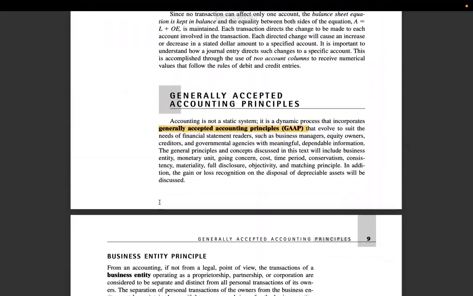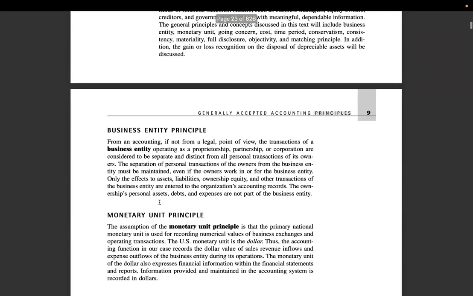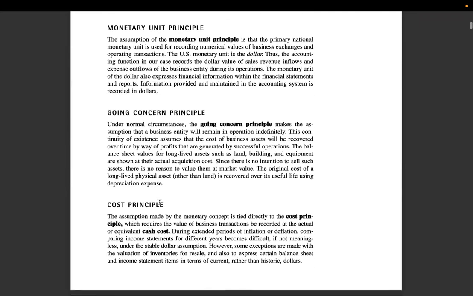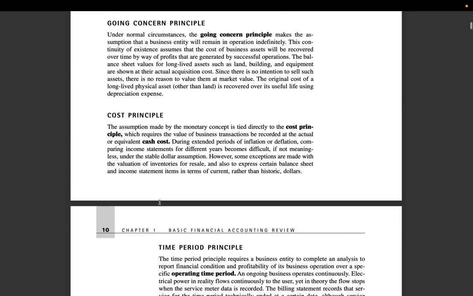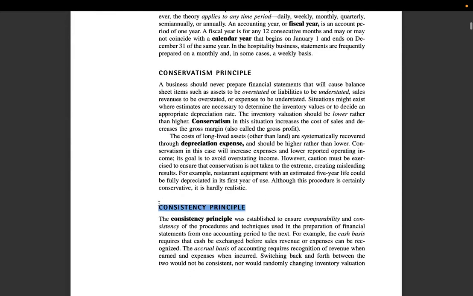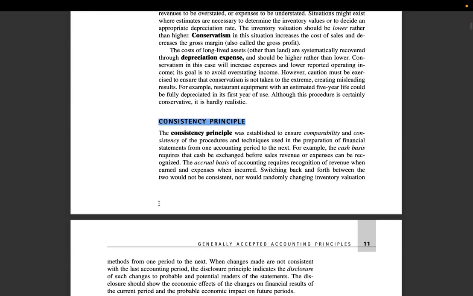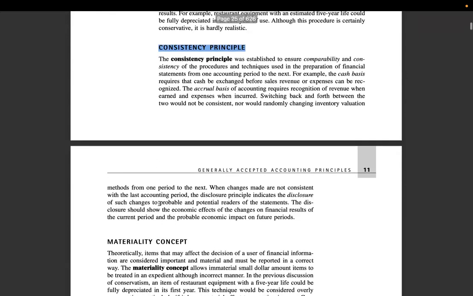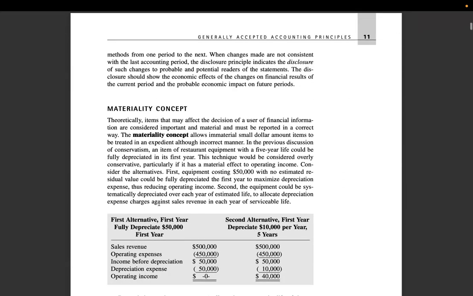Why not start from the beginning? Generally accepted accounting principles. The first one, business entity, you know that one, right? Second one, monetary unit, you know that one. Going concern principle, cost principle, time period principle, conservatism principle, consistency principle. What is the consistency principle again? It's about the accounting method you want to change, am I right? It has to do with the method and the approach of accounting. Yeah, that's right. Exactly.